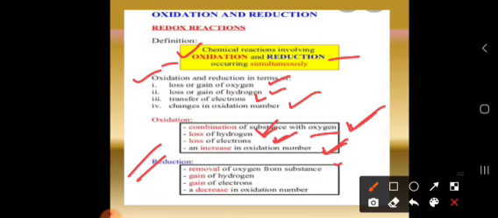Removal of oxygen from the substance. If there is a loss of oxygen in the reaction, then it is considered a reduction reaction. When there is a gain of hydrogen, then also it is considered a reduction reaction. When there is a gain of electrons, then it is called a reduction reaction. When there is a decrease in the oxidation number, then it is called a reduction reaction.